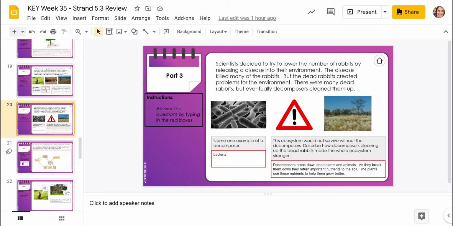Describe how decomposers cleaning up the dead rabbits made the whole ecosystem stronger. Well, we know decomposers break down dead plants and animals. That's their role in the ecosystem. But as they break these dead plants and animals down, they return important nutrients to the soil. And then plants are able to use these nutrients to help them grow better.